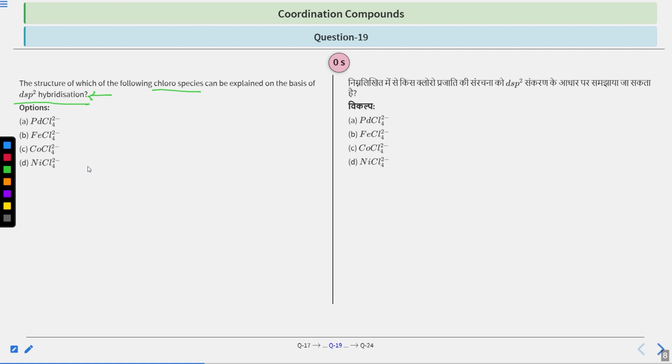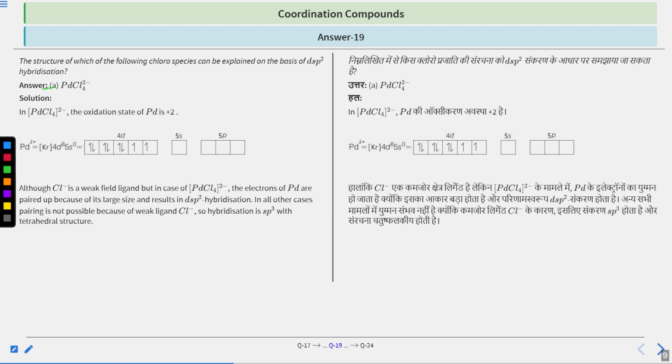Okay, let's see. The correct answer is option A, that is [PdCl4]2-. In [PdCl4]2-, the oxidation state of palladium is +2. If you find the oxidation state of palladium, let's suppose it is X. So X minus 4, because it is -1 for one chlorine, but there are 4 chlorine ligands, so it will be 4 times -1. X minus 4 is equal to -2, because the whole charge on the sphere is -2. So X will become +2. So the palladium oxidation state will be +2.